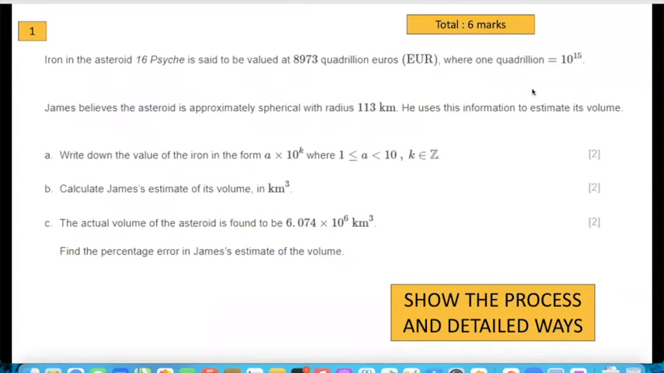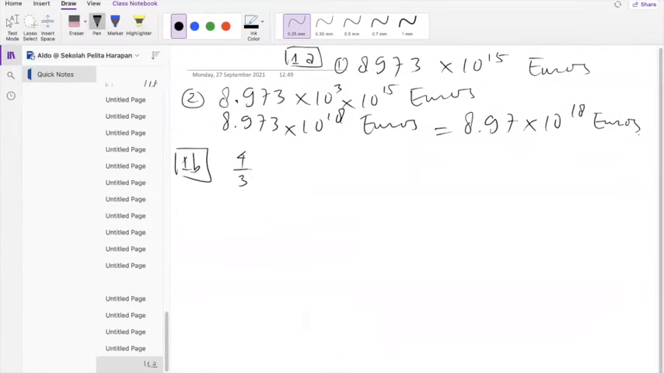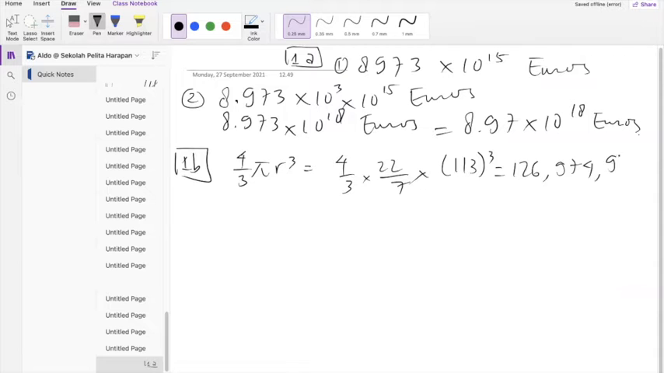Calculate James' estimate in kilometer cube. So James believed the asteroid has the radius of 113 kilometers. So 4/3 pi r cube equals 4/3 times 22/7 times 113 cube. Basically we have 126,974,936 over 21. This is the result of 4 times 22 times 113 cube.